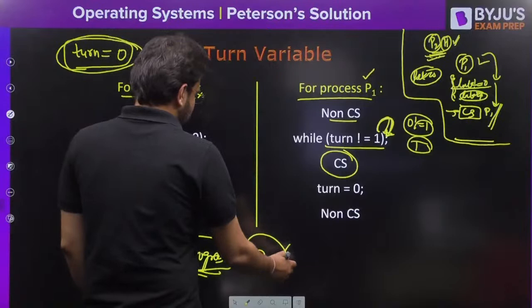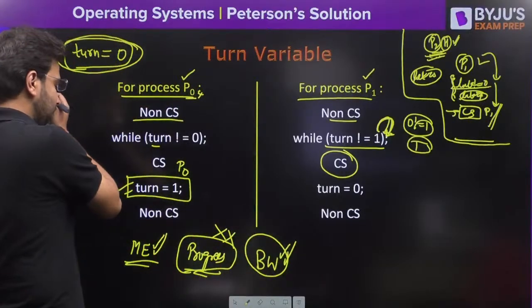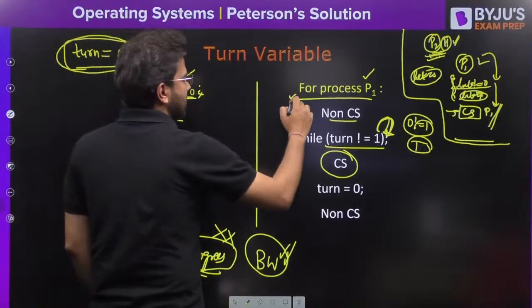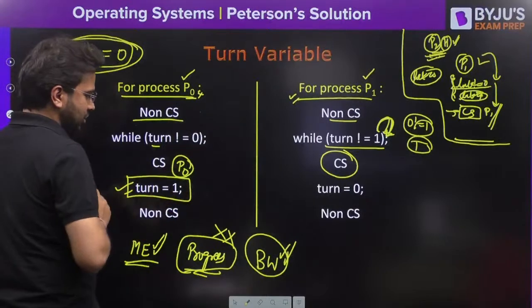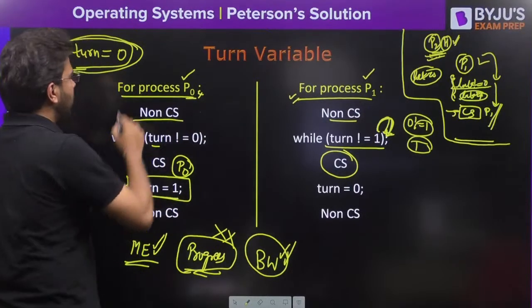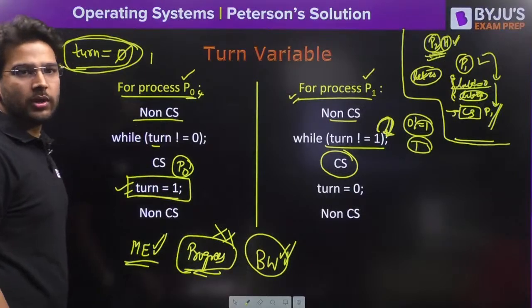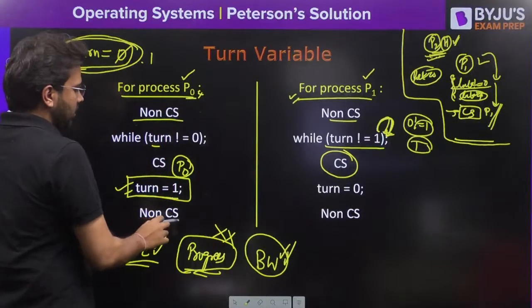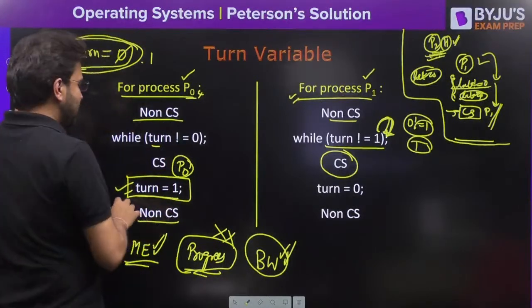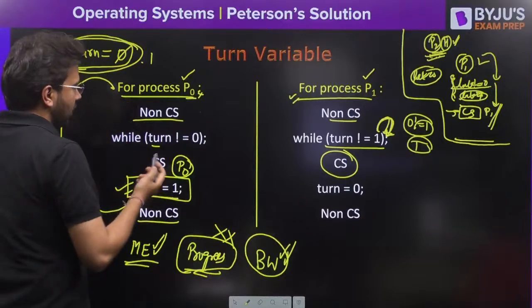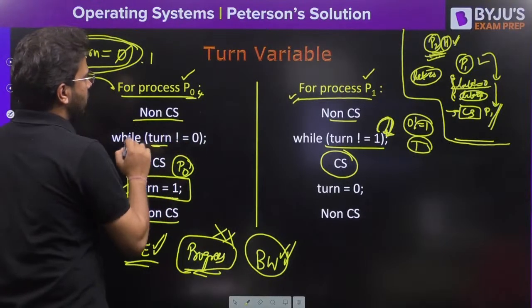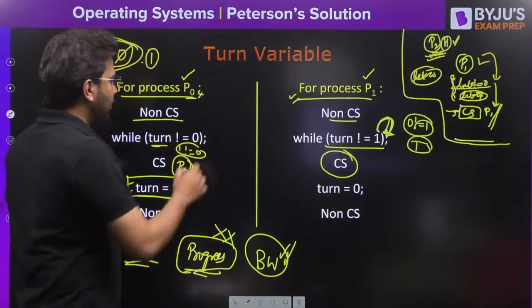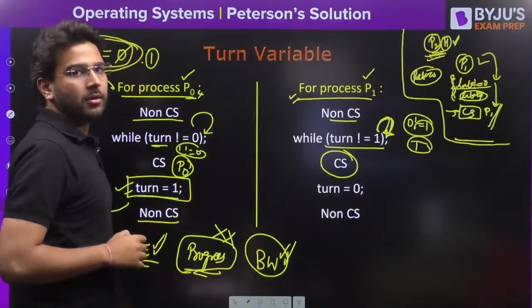Now let's talk about bounded waiting here. If you see carefully, let's say P1 is interested and P0 is in the critical section. It will make turn equal to 1. Now it executes the non-critical section. Let's say P0 again wants to execute. Turn is not equal to 0: here it is 1, and 1 is not equal to 0. This is true, so P0 will perform busy waiting.